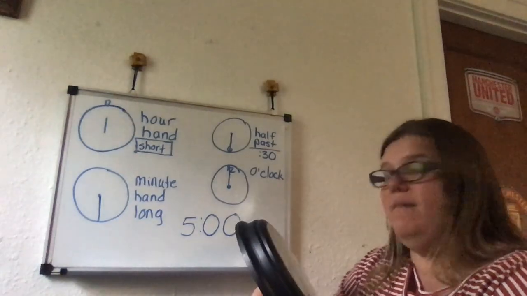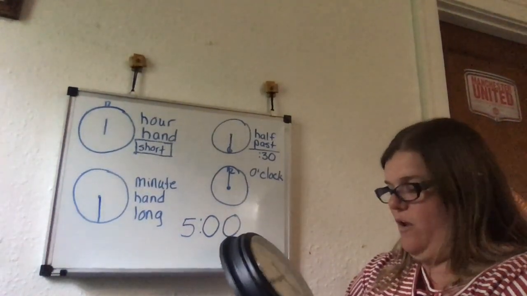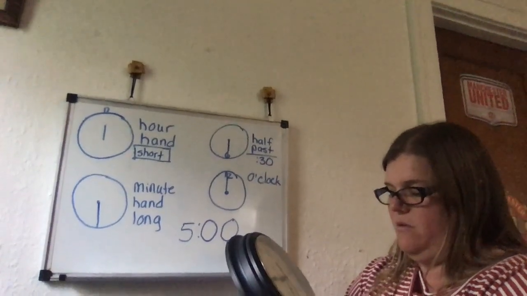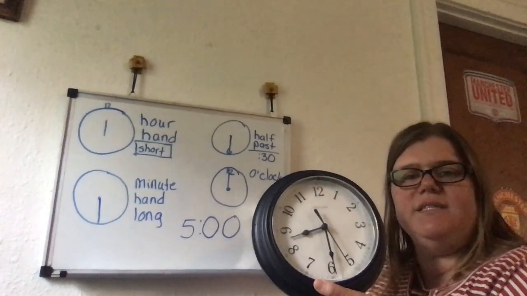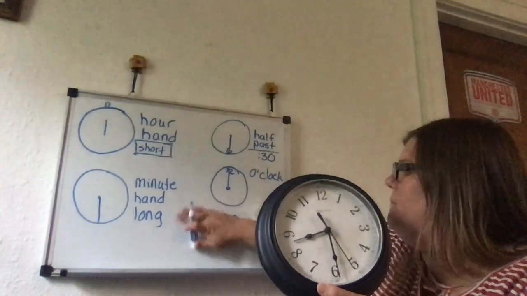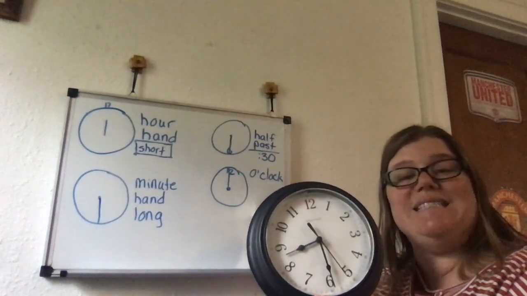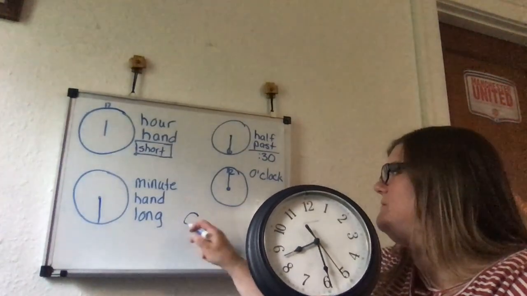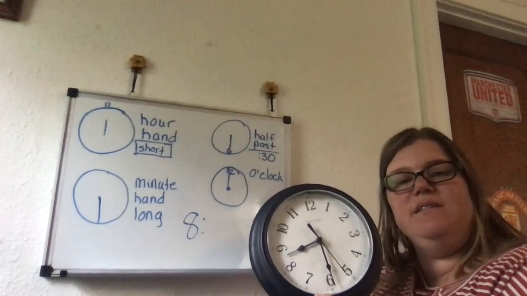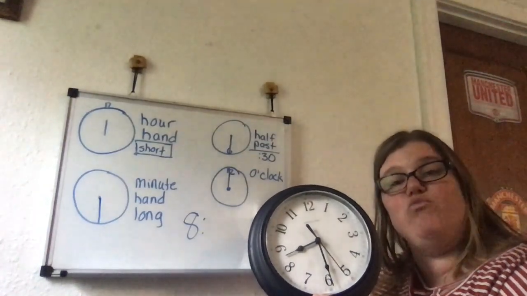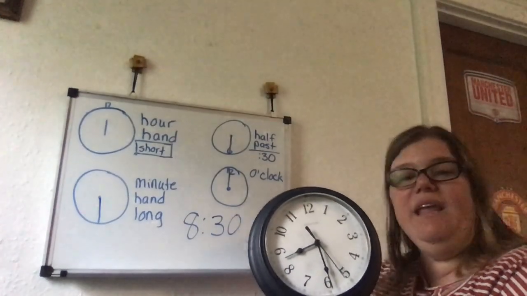Hey, last one, and I think that we should hopefully have it by now. You can practice more at home if you need to. Okay, what time is it? Tell somebody by you. The hour hand, the short hand, is halfway past 8. And the minute hand is right on the 6, which means 30. It is 8:30. Good job.